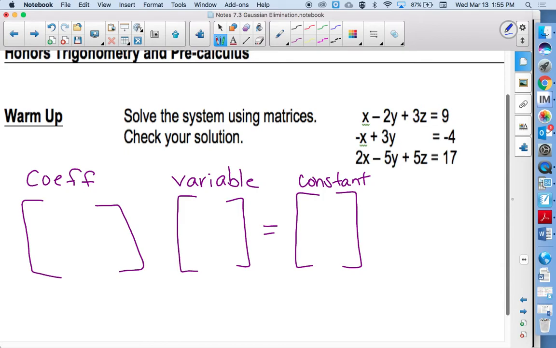So going horizontally, the coefficients of my first equation are 1, -2, and 3. And then we have a -1, a 3, and no z's, so we place a 0. And then finally a 2, a -5, and a 5. So you're just taking the coefficients. The variables that we're solving for are x, y, and z. They go vertically because multiplication has to have those inner values, the columns and the rows, lining up. So that's why they get listed vertically. And then the constants are the numbers on the other side.